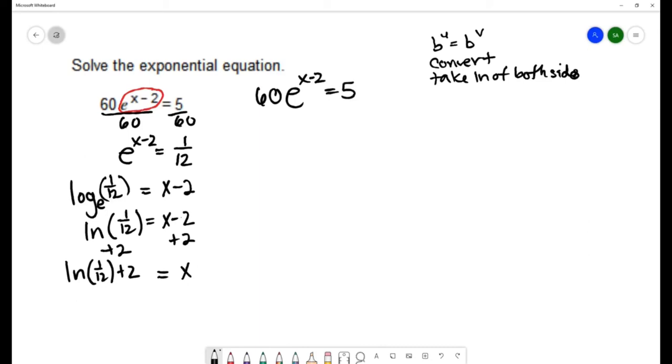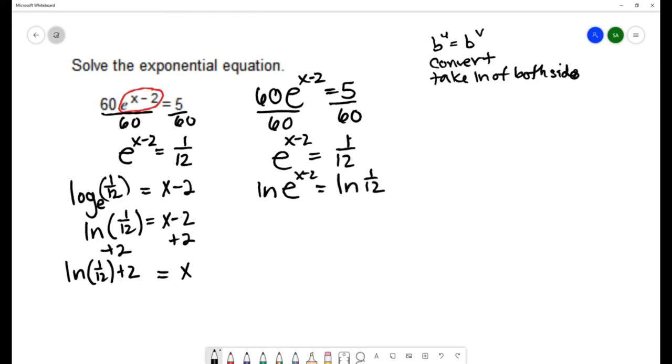So once again, we would need to isolate the exponential. I would divide both sides by 60. That would give e to the x minus 2 equals, we'll reduce that, 5 over 60 to 1/12. And then I'll take the natural log of both sides. Natural log e to the x minus 2 equals natural log of 1/12.